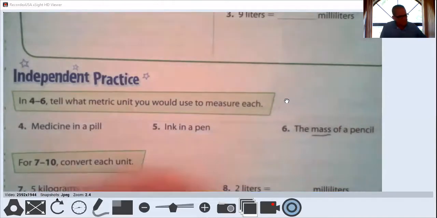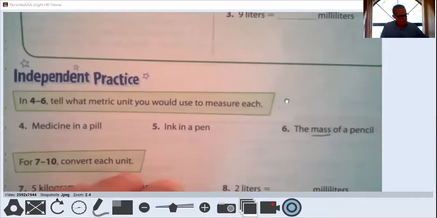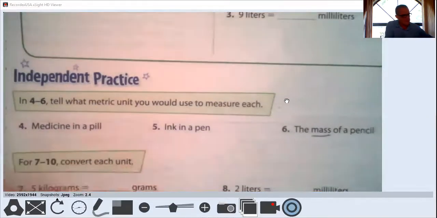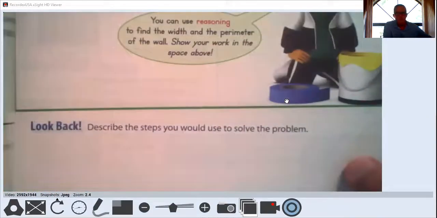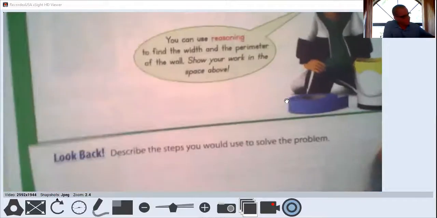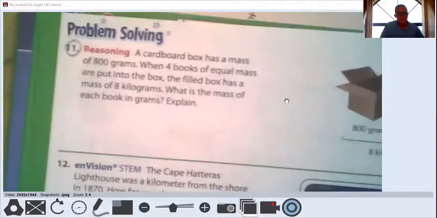Now, to finish this lesson off, let's take a look at the one that I circled that I want to show you guys. Let's take a look at this one right here.